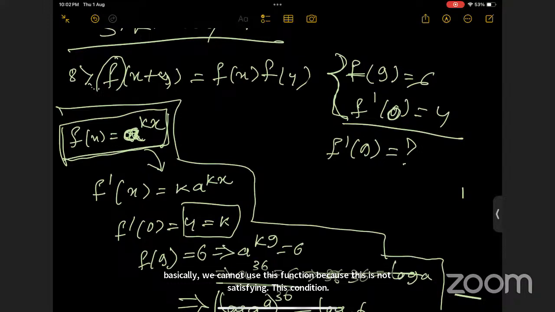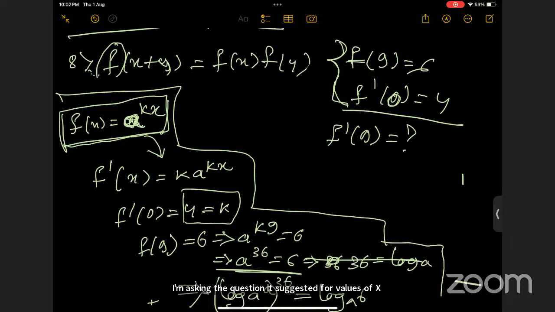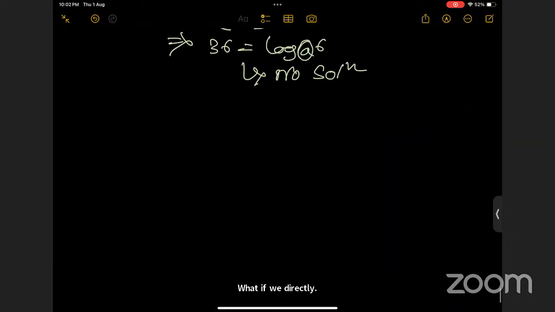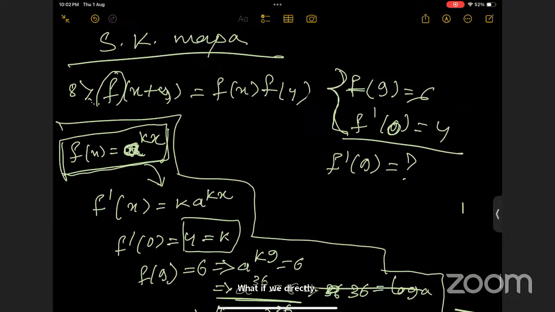Ma'am, as per the question, for values of x plus y, the function is equal to function x into function y. What if we directly substitute x equals 9 and y equals 0? From that, we can get that the function at 0 is equal to 1. And then we can directly differentiate by using the chain rule.